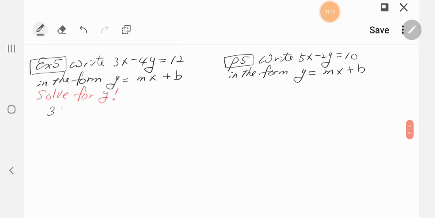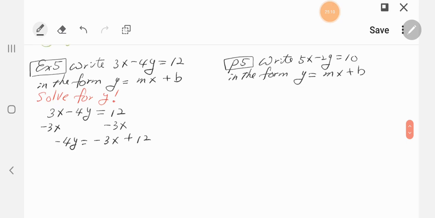So here's the equation, 3x minus 4y is equal to 12. When we solve for y, we will move all other terms to the other side. So leave the y term on one side, and move the x term to the other side. So minus 3x on each side, so that we can move it to the right. So negative 4y is equal to negative 3x plus 12. And then write the x term first because we want to write it in the form y equals mx plus b.